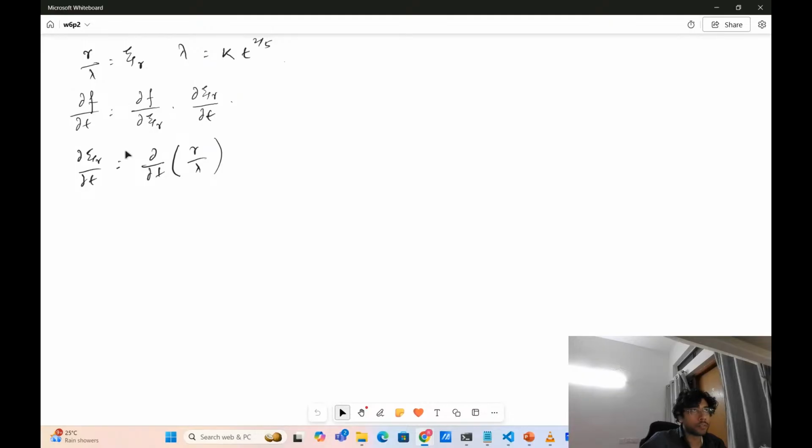Now we just want to expand del xi/del t. This is del/del t of r by lambda, and this can be written as minus r by lambda square times del lambda/del t. And that is minus r by lambda square times, where del lambda/del t is 2 by 5 k t to the power of minus 3 by 5. We just take the value of lambda from here, take the derivative, and we get this.